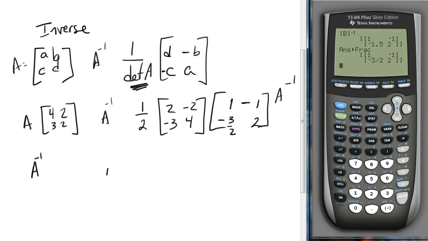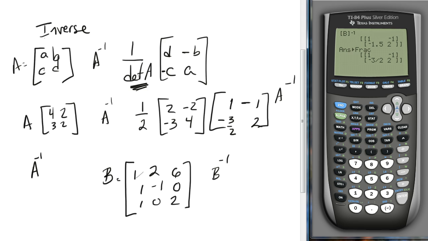So let's try it again. So this time let's call it B. Let's do a crazy matrix. Let's do a 3 by 3, something harder. And once again, if you want to do it by hand, you can, and I'll show you how to do that if you wish. But otherwise, I would just use a calculator for this. There's nothing wrong with that. So I want to find the inverse of B.